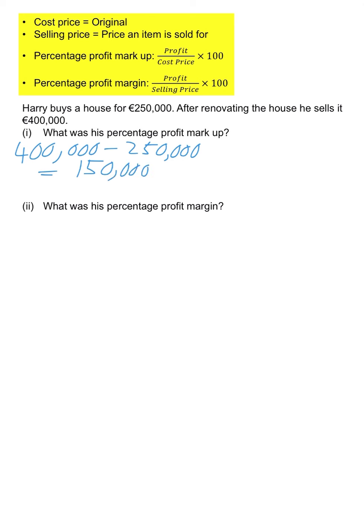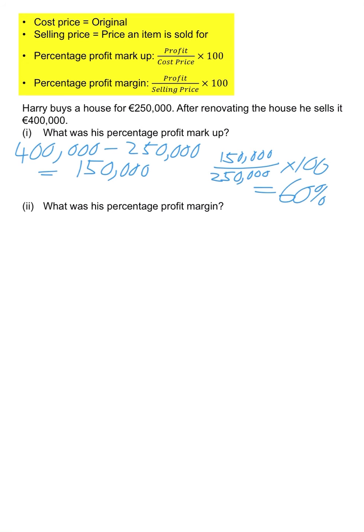So now let's put 150,000 over our original cost price, which is 250,000. Multiply them by 100, and that is equal to 60%.